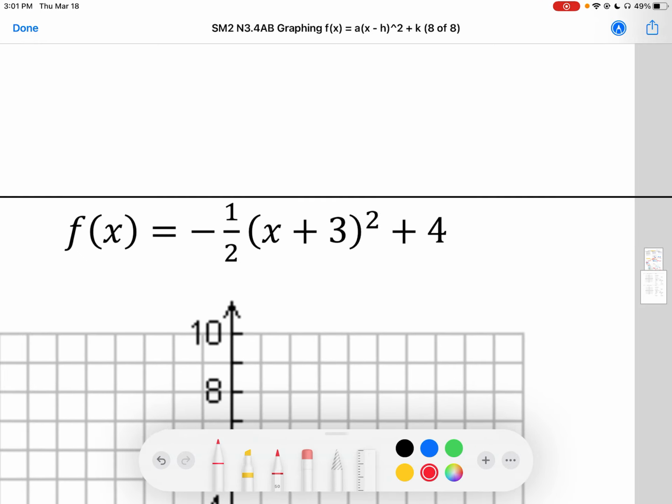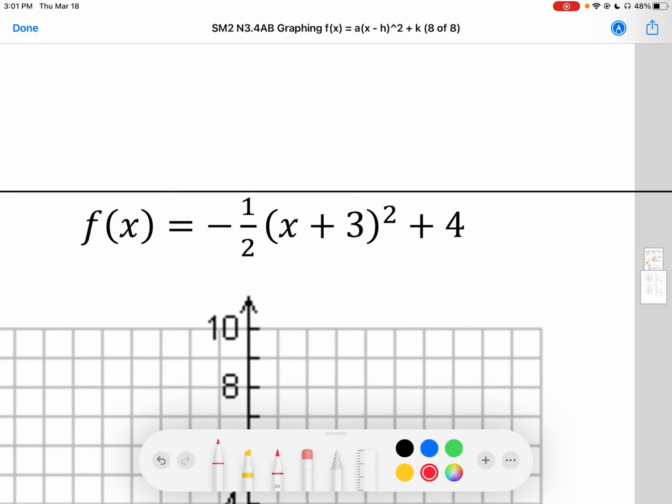Okay, so let's look at this function right here. Now, what is A? See that number right there out front? That's A. So you can ask yourself, is this going to be stretched or is it going to be shrunk? Well, 1/2 is smaller than 1, so it's actually going to be shrunk. So that means the function's probably going to be kind of wide instead of skinny.